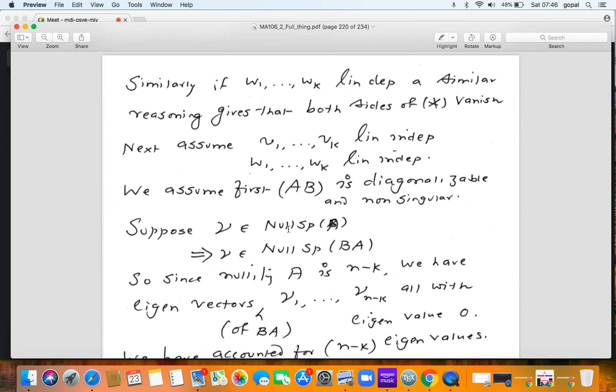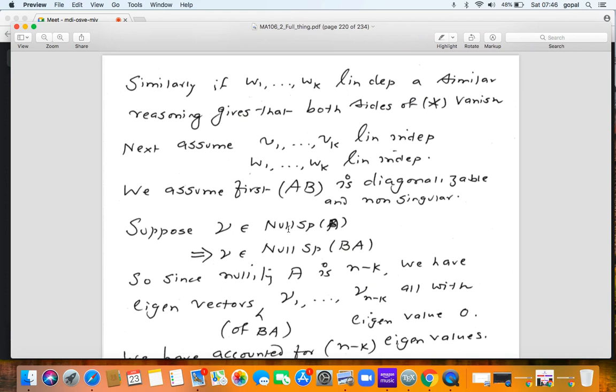N columns. So what is the nullity of A? N minus K. So I can find N minus K linearly independent elements in the null space of A, which means I have the same number, N minus K linearly independent vectors in the null space of BA. In other words, 0 is an eigenvalue of BA with geometric multiplicity at least N minus K. So the algebraic multiplicity must also be at least N minus K.